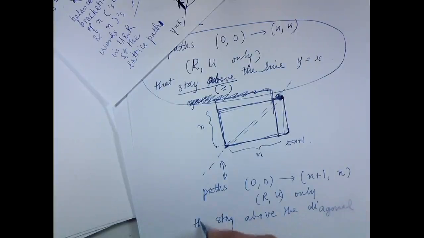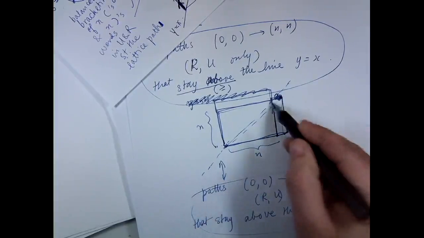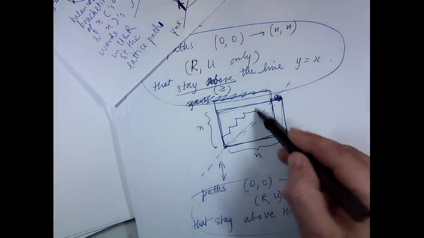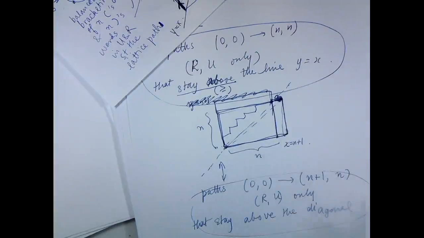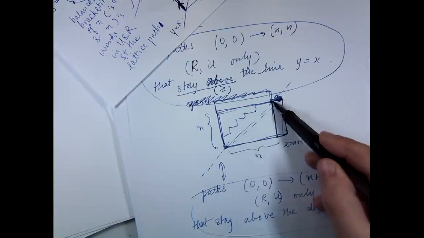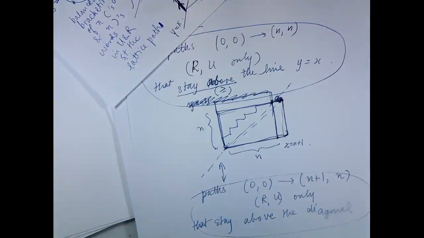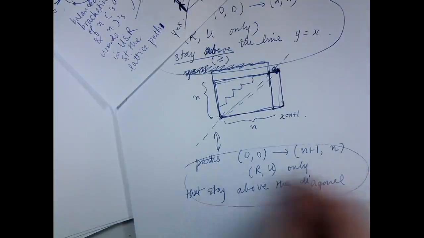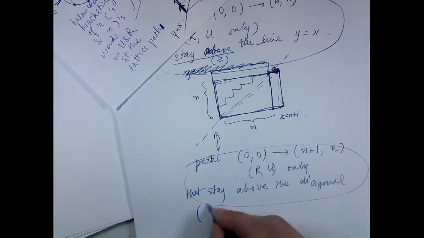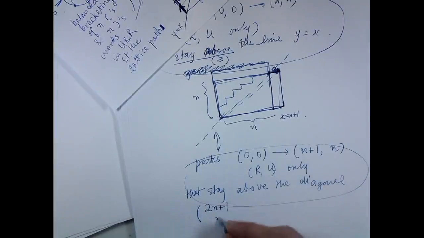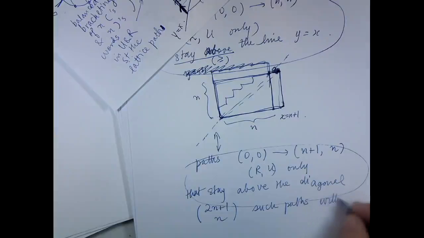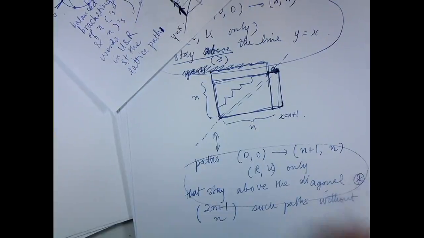Okay? So that's the same path, but with an extra R at the end. You put an extra R, you have your path, it somehow gets here, and then you just put an extra R at the end. That's the same bijection. You might think, why, if it stays above this diagonal, why does it stay above that diagonal? That's a little thing that you can check if you like. And such paths, now there are 2n plus 1 choose n such paths without the constraint star. Star is the constraint that they stay above the diagonal.